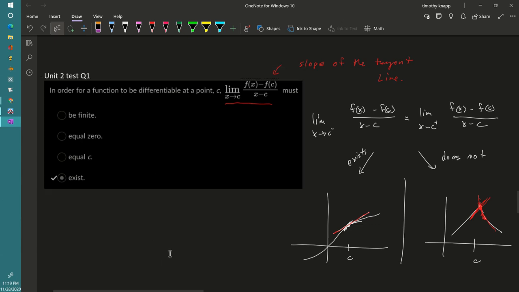Okay, and so therefore, "exist" is the correct solution. Okay.